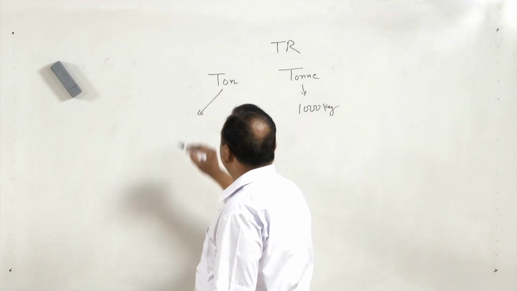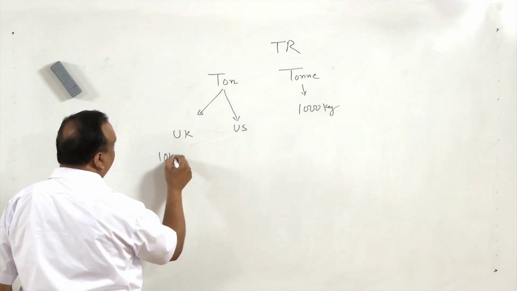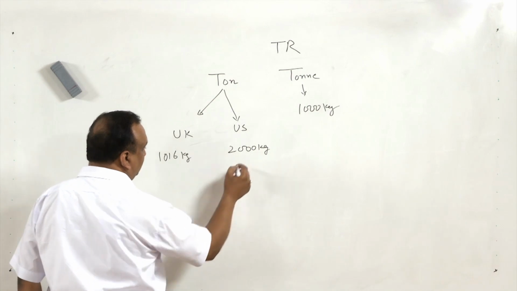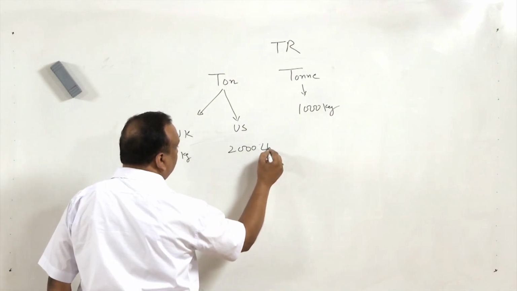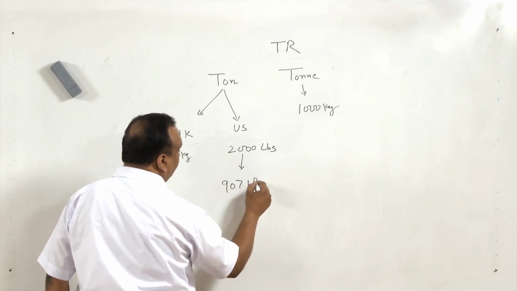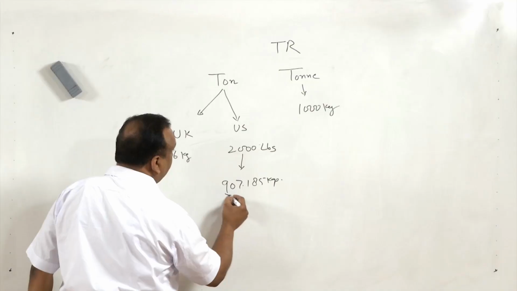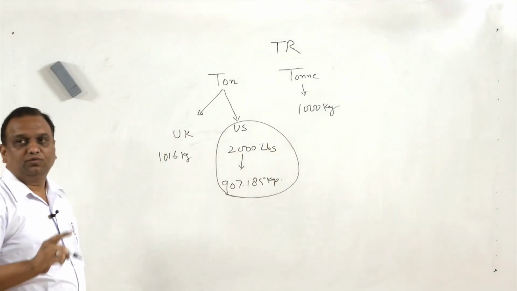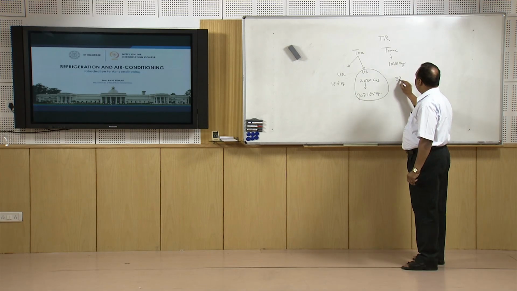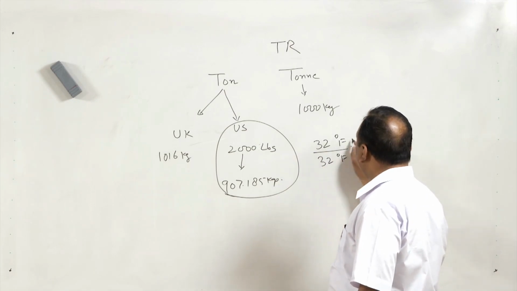Now this ton, it is UK ton and US ton. Now UK ton is 1016 kg, this is 2000 kg, and this is 2000 pounds, and these 2000 pounds, when it is converted to kgs, it comes around 907.185 kgs. And when we talk about 1 ton of cooling, the cooling it involves this ton. So 1 ton of cooling means the conversion of 1 ton of water available at 32 degree Fahrenheit into 1 ton of ice at 32 degree Fahrenheit within 24 hours.